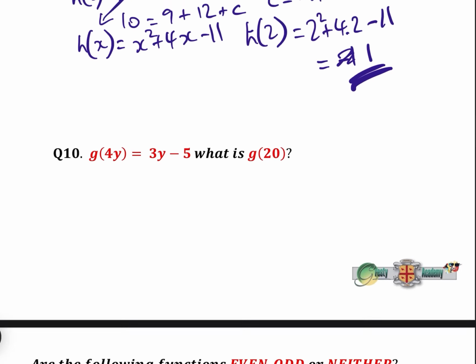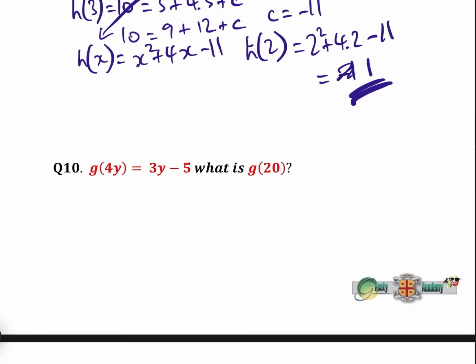Question 10. Let's have a quick look at question 10. Now, question 10 is an interesting one. Just pause the video if you want to do it first. Okay, so they're saying that g of 4y is equal to 3y minus 5. So what is g of 20? Well, what do we have to do to y? What level of y do we have to input in order that 4y equals 20? We need 4y to be equal to 20 in order to find g of 20.